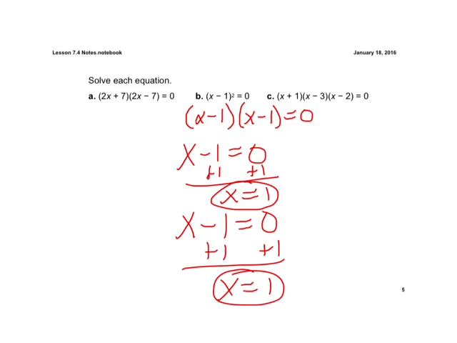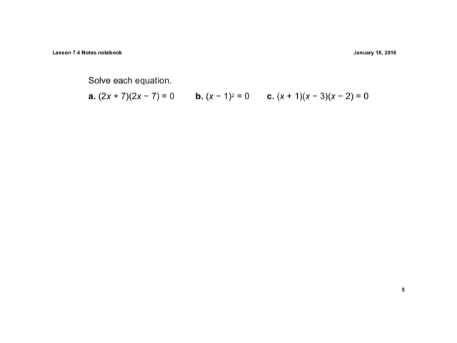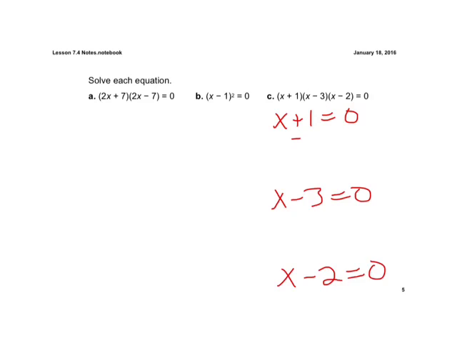Alright, now let's do this last example here. Okay, again, we'll give us some room. Let's go ahead and work C. We have 3 terms here. Okay, 3 separate terms, trinomial. We're going to set them all equal to 0. So we have x plus 1 equals 0. We have x minus 3 equals 0. And we have x minus 2 equals 0. So go ahead and solve for x.